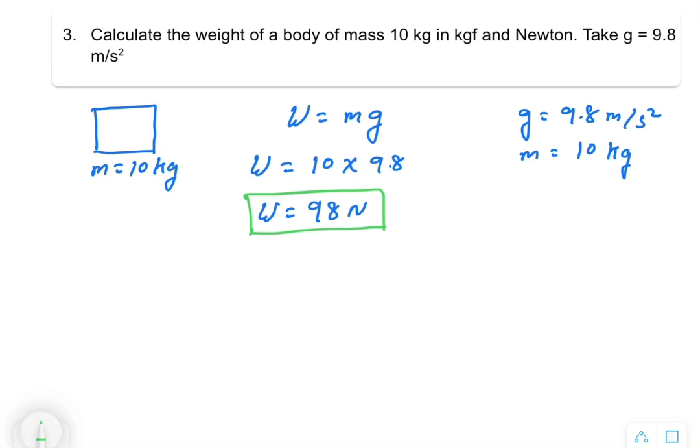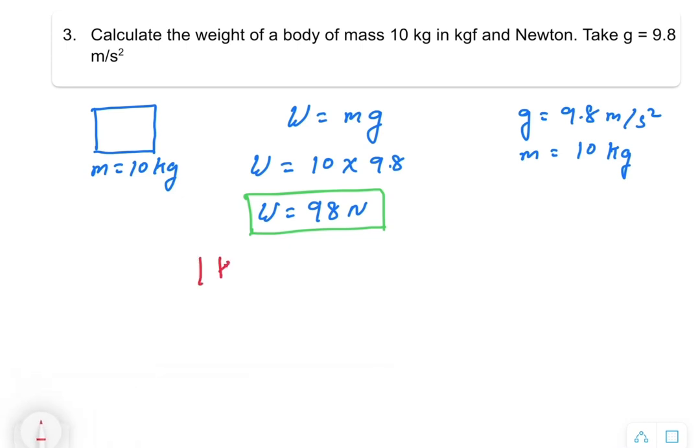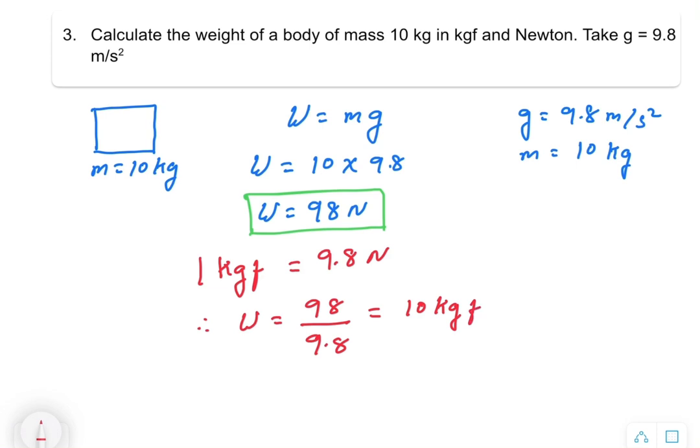We have obtained weight in newtons. Now let us obtain weight in kilogram force, kgf. 1 kgf, kilogram force, is 9.8 newtons. So weight will be equal to 98 divided by 9.8. So that will give us 10 kgf, 10 kilogram force. So W is equal to 10 kgf.